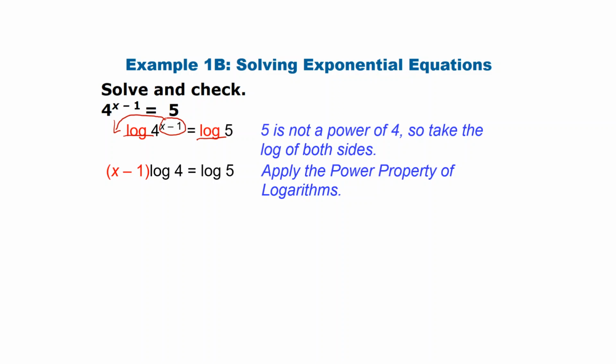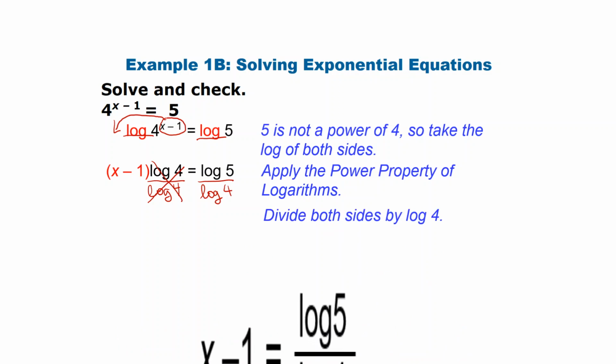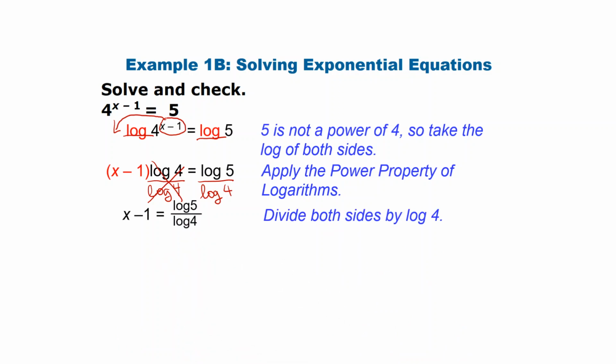Now, just as if this were a variable, I can actually divide log 4 on this side, and if I divide log 4 on this side, I need to divide by log 4 on this side. All right, so now my log 4 over log 4 is the same as 1, so it just goes away. So now when I divide both sides by log 4, I end up with x minus 1 equals log 5 over log 4.